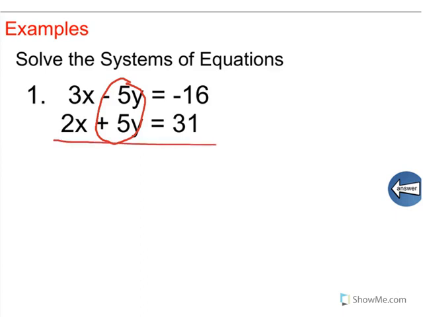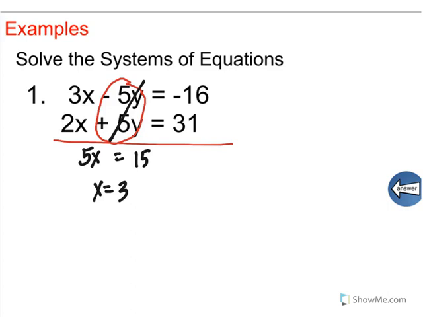I'm going to combine the equations. Since 3x and 2x are both positive, I'm going to add them. This is going to give me 5x. -5y plus 5y, those cancel, so that's gone. We've eliminated that variable. And then -16 plus 31, because those are opposites, we subtract and take the sign of the larger number, and so that ends up being 15. So we have 5x equals 15. That means x is equal to 3.